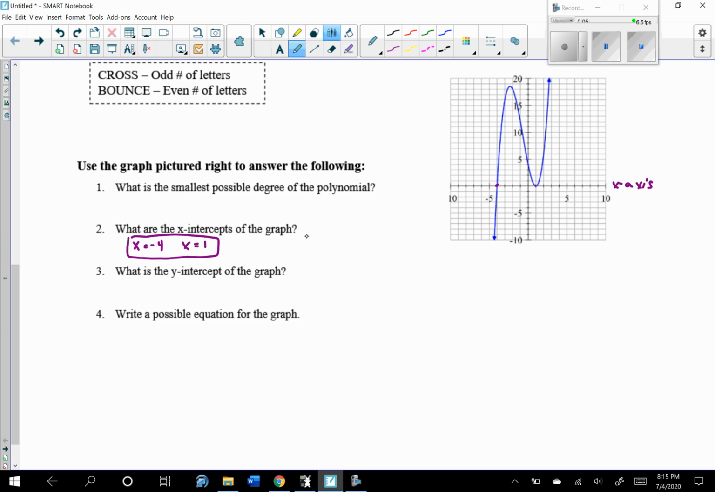What is the y-intercept of the graph? So it crosses the y-axis, it looks like at (0, 4) right there. And then write a possible equation for the graph. Okay, so we'll come back to this.